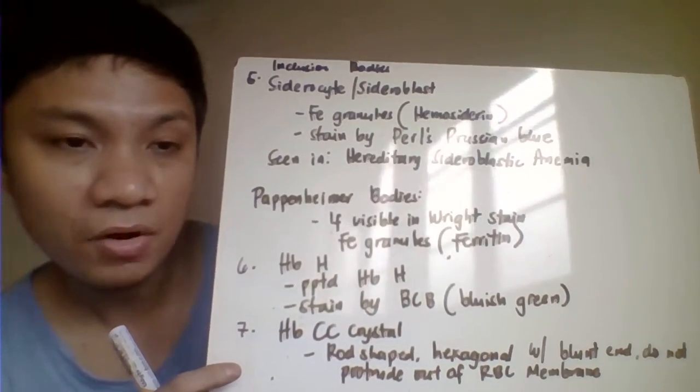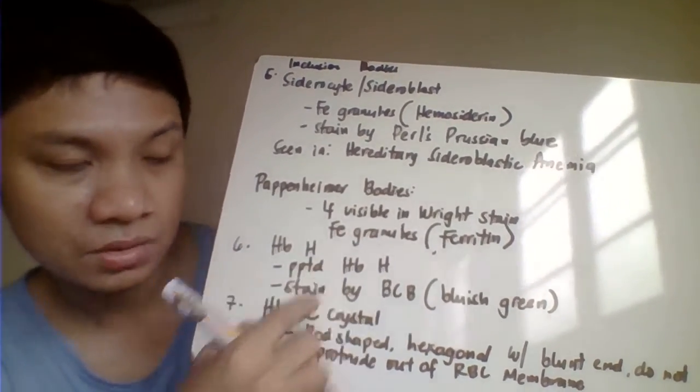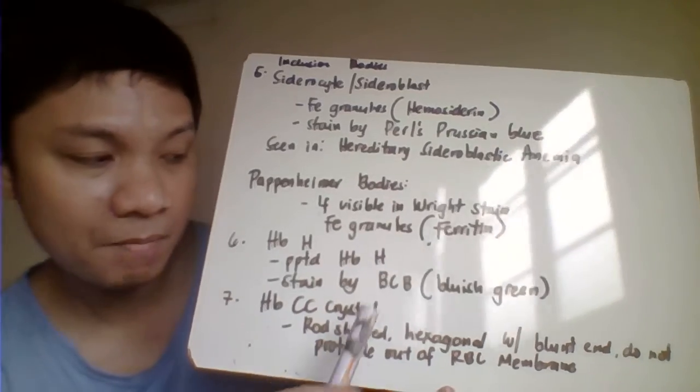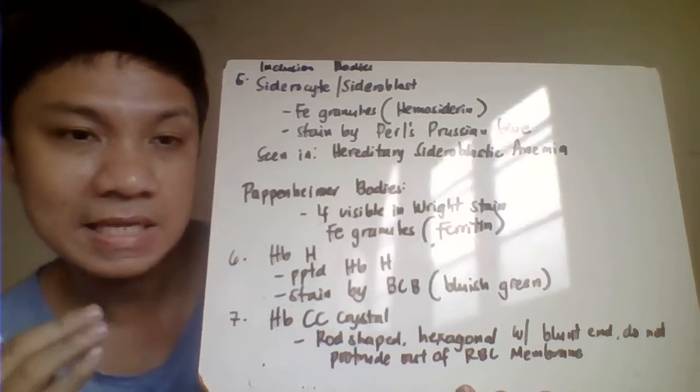Okay, next we have your hemoglobin H. This is precipitated na abnormal hemoglobin H, being stained by our brilliant cresyl blue, appearing to be bluish-green na steeples.